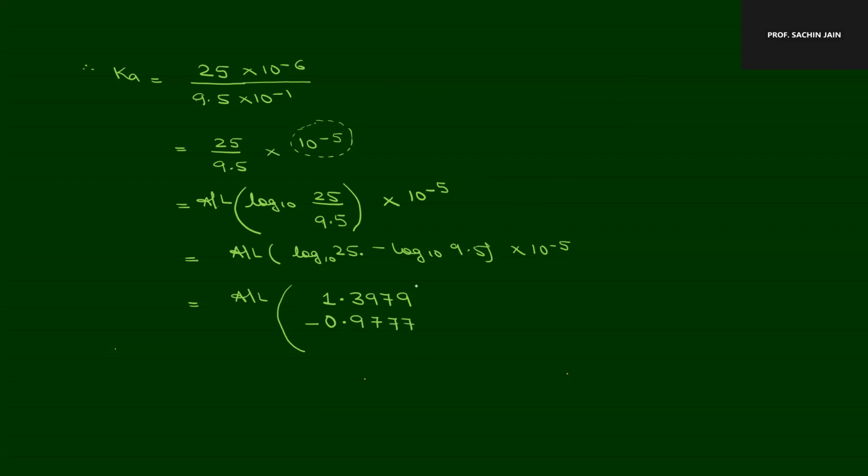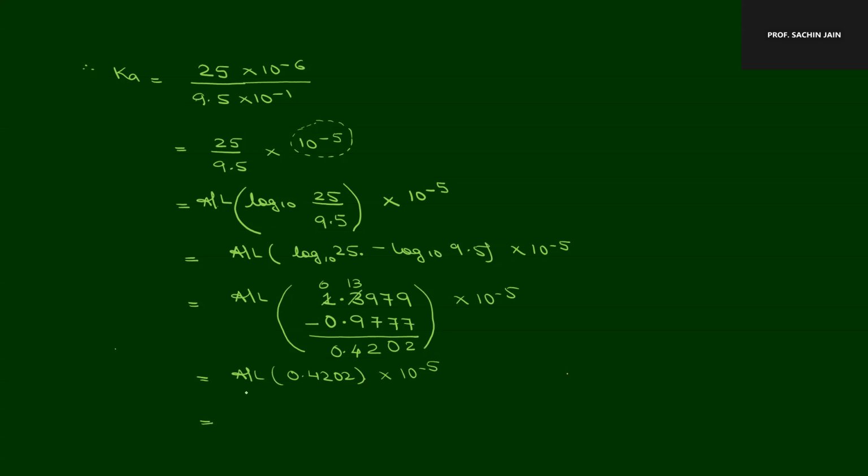9,777 and don't forget 10 power minus 5. Now subtract this. 9 minus 7 is 2, 7 minus 7 is 0, 9 minus 7 is 2, 3 cut 13, 1 cut 0, this is 4 and 0 point. Now you have to get the antilog of 0.4202 and multiply 10 raised to minus 5 to get the answer.